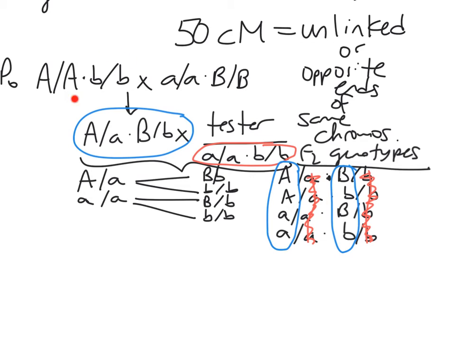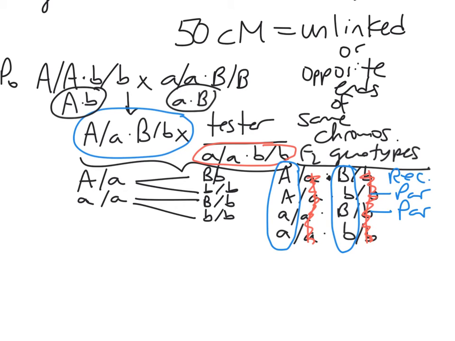We have to look back here at the parents and the genotypes, or the haplotypes rather, in their gametes. So these parents would make capital A, little b gametes and little a, capital B gametes. So those define our parental types. So that would be this one and that one. And then we'd have two recombinant types. So anytime we see an F2 individual that has a big A with a big B or a little a with a little b, those are recombinants.